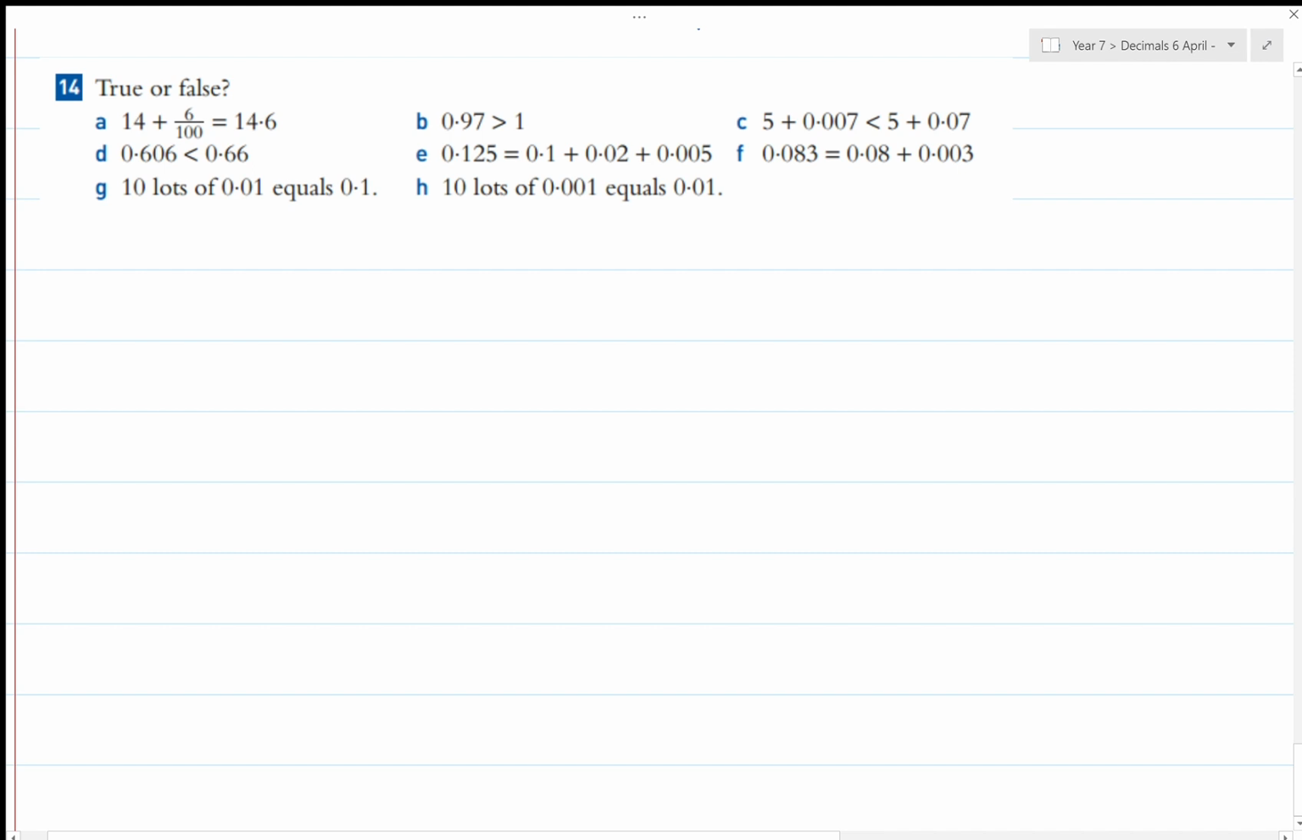14 plus 6 100ths. Is that the same as 14.6? No. 100 would mean second decimal point, not first. So it would need to be 14.06 to be correct. Is 0.97 bigger than 1? No. This is 1 unit. This is less than 1 unit.